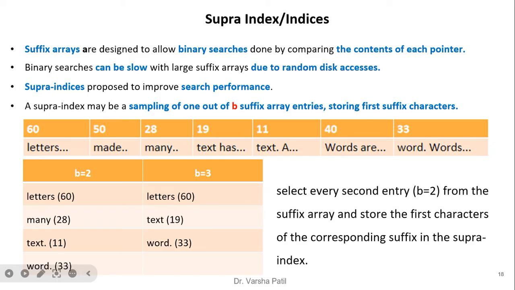So when B is equal to 2, select every second entry from the suffix array and store the first characters of the corresponding suffix in the supra index. If we make B equal to 4, we are storing only letters, and 1 2 3 4, up to this all comes under the letters, and the next location we are storing is 11, that is nothing but text dot, when our B is equal to 4.